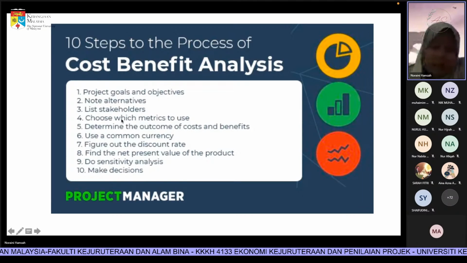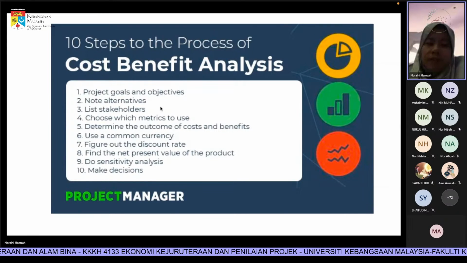Okay, kenapa dalam step ni, the first one, you kena identify your project goals and objective. Ini then kenapa perlu you nak list of your stakeholders? Dua benda ni adalah, kalau you perasan, dua additional step yang berbeza dengan teknik-teknik sebelum ni. Teknik sebelum ni, yes, you note alternative. Kalau ada alternatif lain, 1, 2 dan 3. Choose which metric to use. Okay lah, nak pakai kaedah yang mana kan? Ataupun metrik apa nak pakai, parameter apa nak pakai.